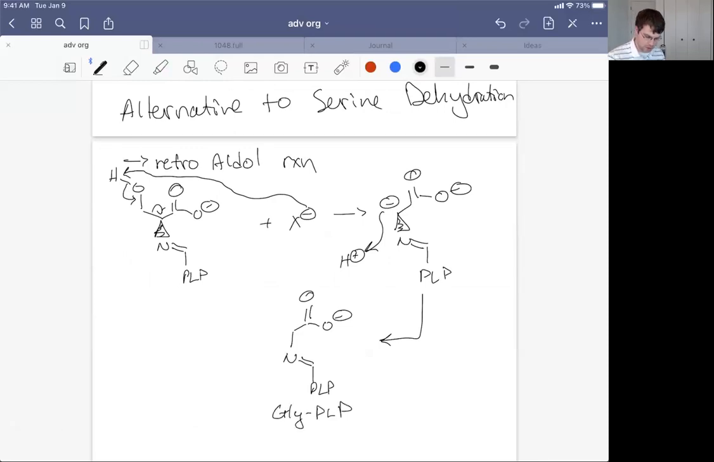Why do I call it that? Well, if you look at this framework, this looks like an amino acid adducted to PLP, but we have two hydrogens at the alpha position. That's just like what we would get with glycine, except we've gotten here from a retroaldol reaction of serine. So we could add some water if we wanted to get to glycine.